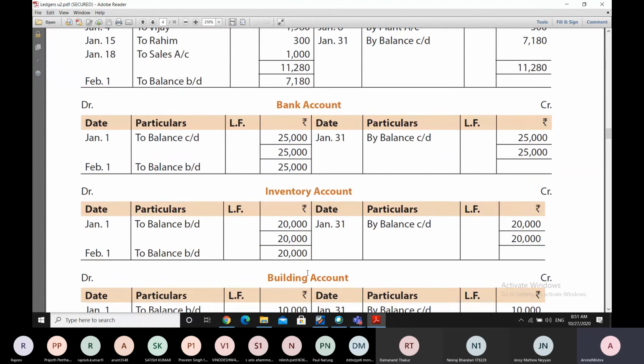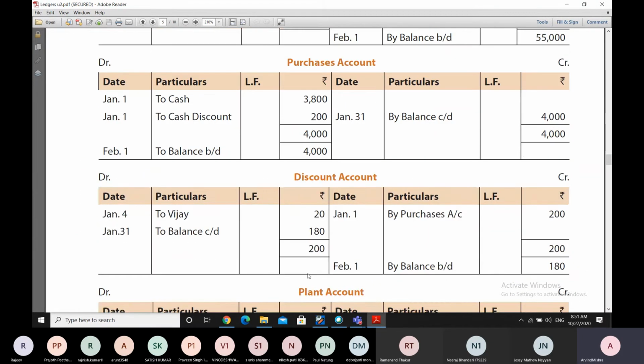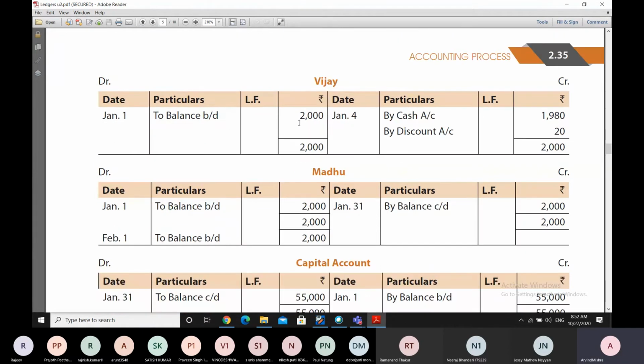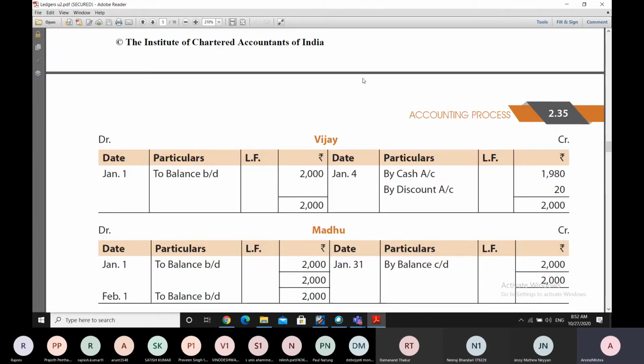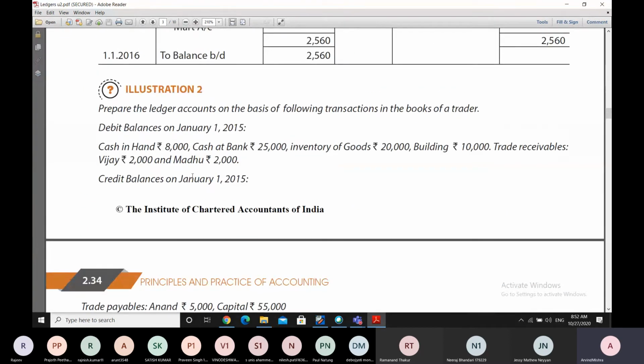If we look at Vijay's account, here you can see Vijay's account. So when we look at Vijay's account, what is being seen here is that we are writing the corresponding cash entry here, 1,980. Okay. And in Vijay's account, there was a balance brought down of 2000 rupees. So how are we coming to that? Let's see. Here, Vijay's account, 2000 rupees.